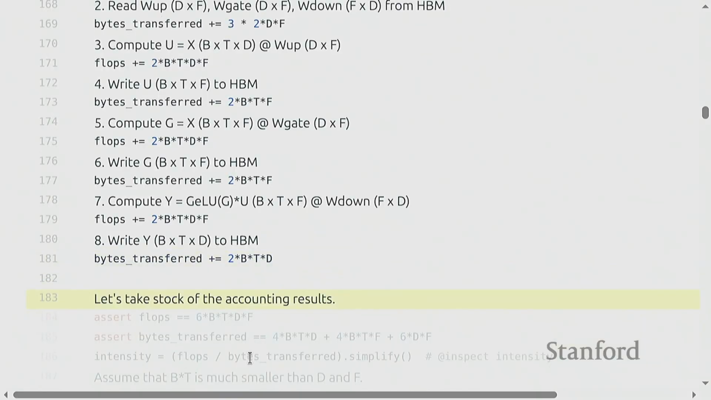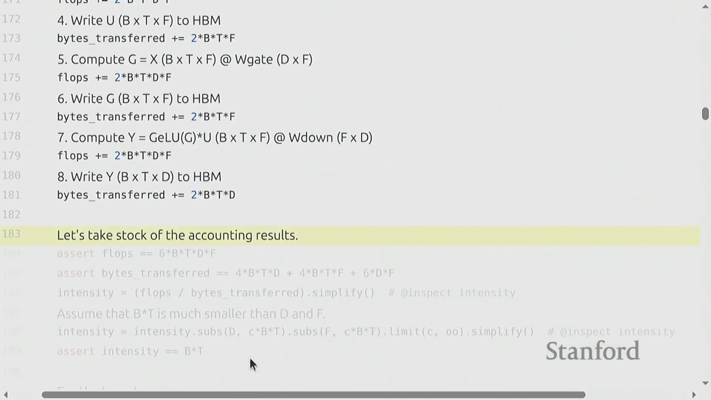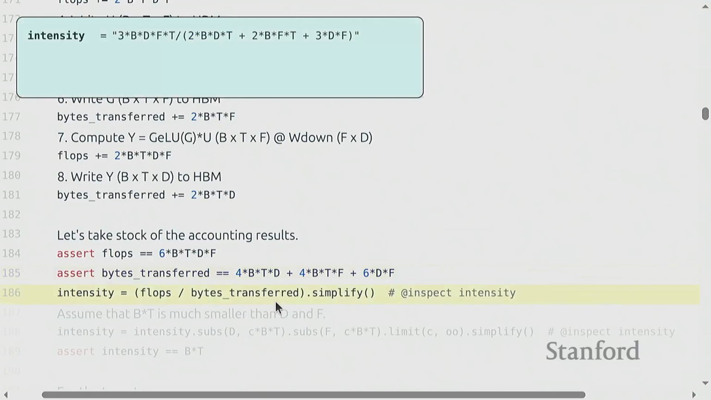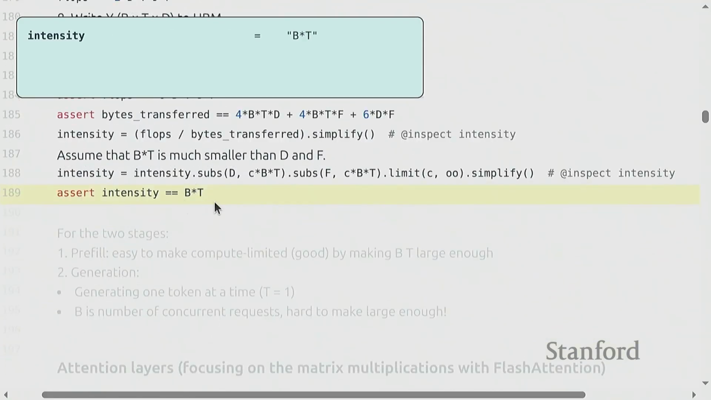Okay, so if you look at the counting, you can check the results. Actually, you don't need to check it because this is SymPy and it's guaranteed to be correct. But again, we're going to assume that B times D is much smaller than D and F, and we get that the intensity is B times T. So this is analogous to the matrix multiplication case where the arithmetic intensity, which we want to be high, depends on how large your batch is and how many tokens you're generating.